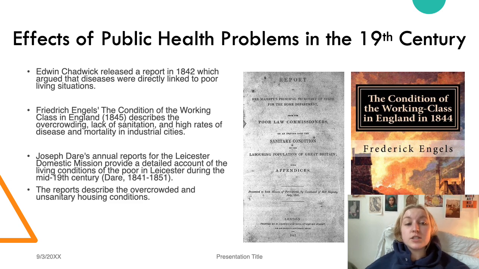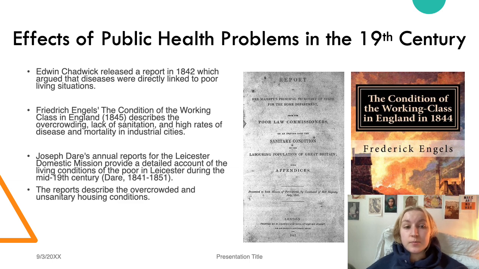Friedrich Engels' The Condition of the Working Class in England, 1845, provides a broad analysis of the social and economic conditions that contributed to public health problems in the 19th century. He describes the overcrowding, lack of sanitation, and high rates of disease and mortality that were prevalent in cities such as Manchester and Liverpool. He stated that about 1,200 in 10,000 adults died before reaching the age of 39.